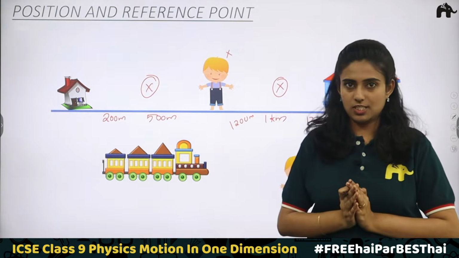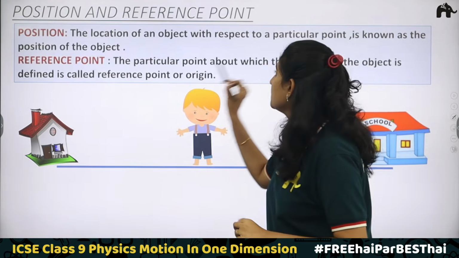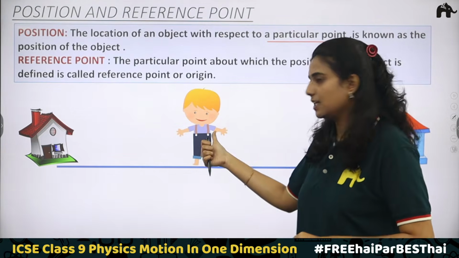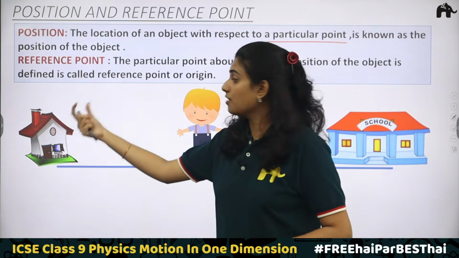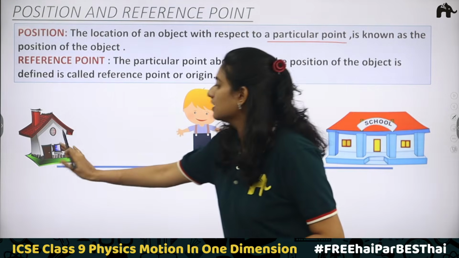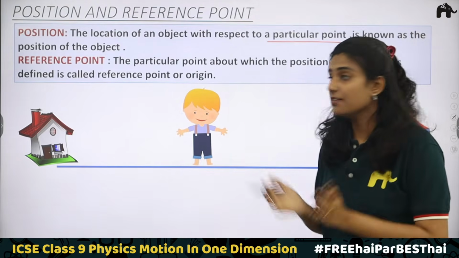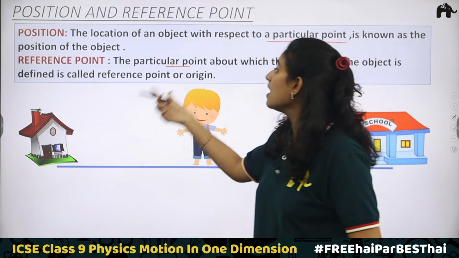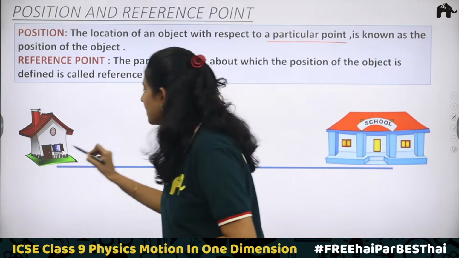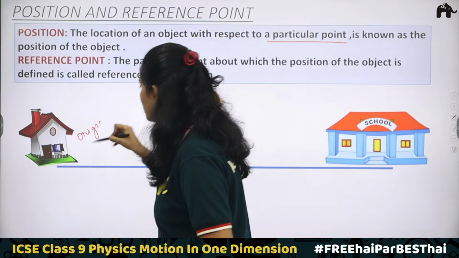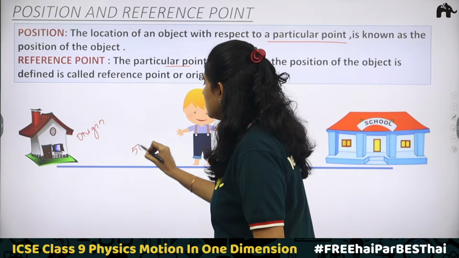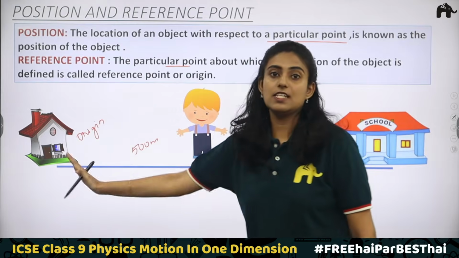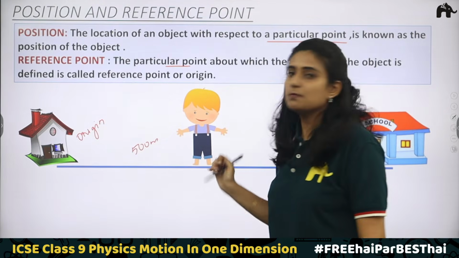We understood what the position is of. So, we can define position. The location of an object with respect to a particular point is known as the position of the object. Here, the object is a boy and the reference body, or with respect to what the measurement is done, is here the home and the school. Now, what is reference point? The particular point about which the position of the object is defined is called reference point or origin. So, here let's say home is the origin. If home is the origin, his distance from the home is 500 meter. With respect to this origin, he is at 500 meter and this 500 meter will show his position.